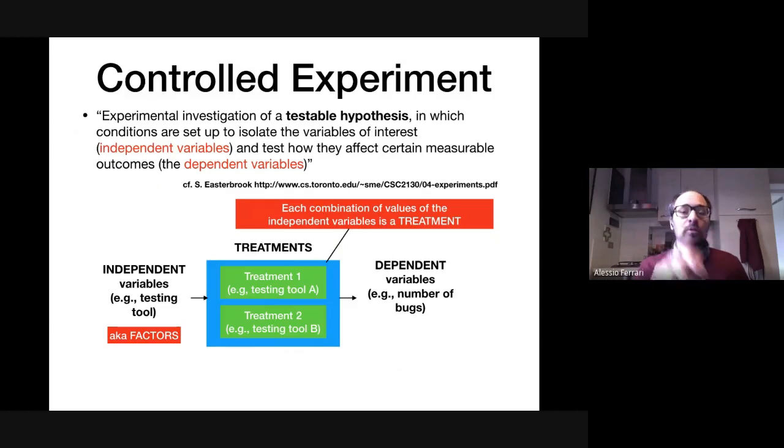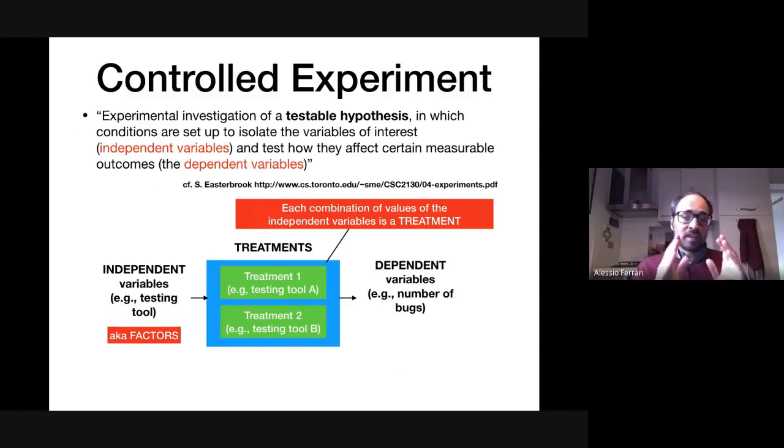You have some input variable that you want to change, and these are the independent variables. The experiment is this box, the treatments box, let's call it, and you want to see how certain dependent variables, so variables of output in this box, vary based on the independent ones. What is a treatment? A treatment is a combination of values for the independent variables. What does it mean? An example can clarify everything here.